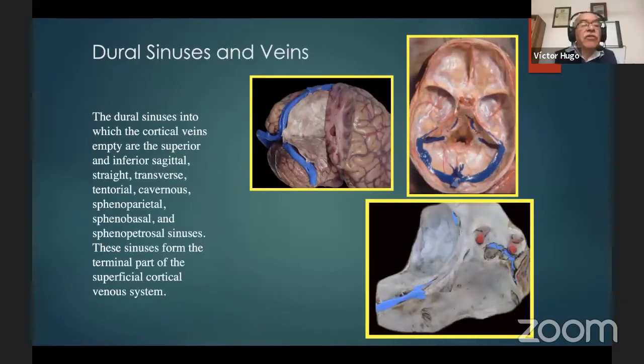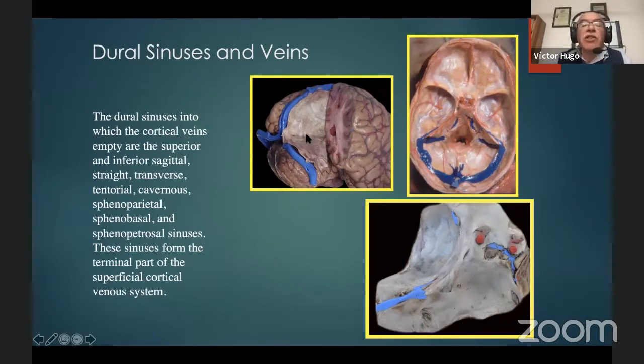The dural sinuses into which the cortical veins empty are the superior and inferior sagittal, straight, transverse, tentorial, cavernous, sphenoparietal, sphenobasal, and sphenopetrosal sinuses. These sinuses form the terminal part of the superficial cortical venous system.